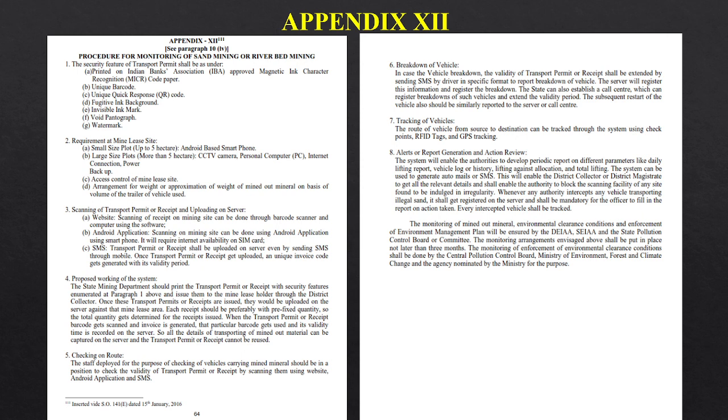An Android-based smartphone is required at the mine lease site, and for large projects, a CCTV camera, personal computer, internet connection and power backup are required. Further, scanning of the transport permit or receipt and uploading on the server, proposed working of the system, checking on route, background of vehicles, tracking of vehicles, alerts or report generation and action review are given in detail in Appendix 12.